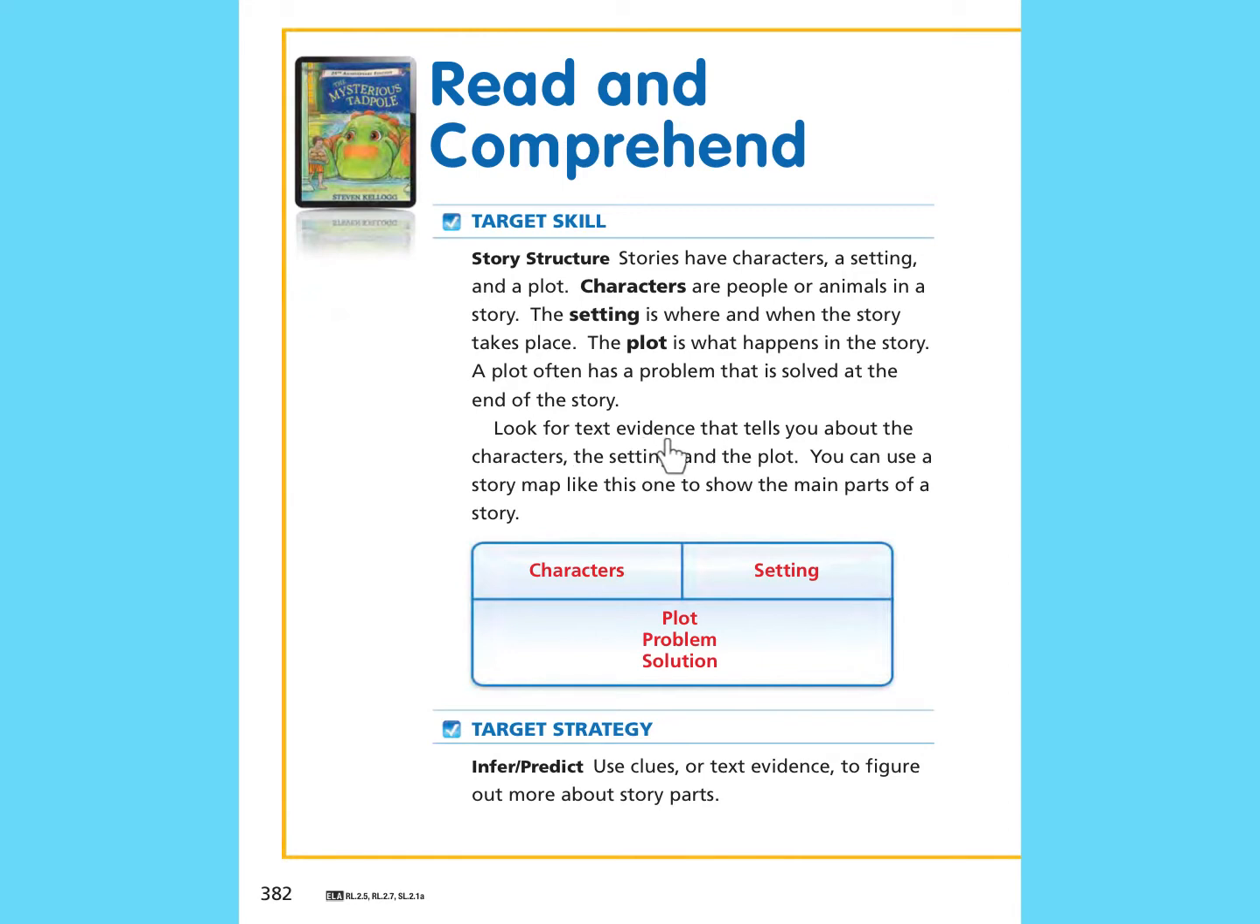Look for text evidence that tells you about the characters, the setting, and the plot. You can use a story map like this one to show the main parts of a story: characters, setting, plot, problem, solution. Target strategy: infer, predict. Use clues or text evidence to figure out more about story parts.